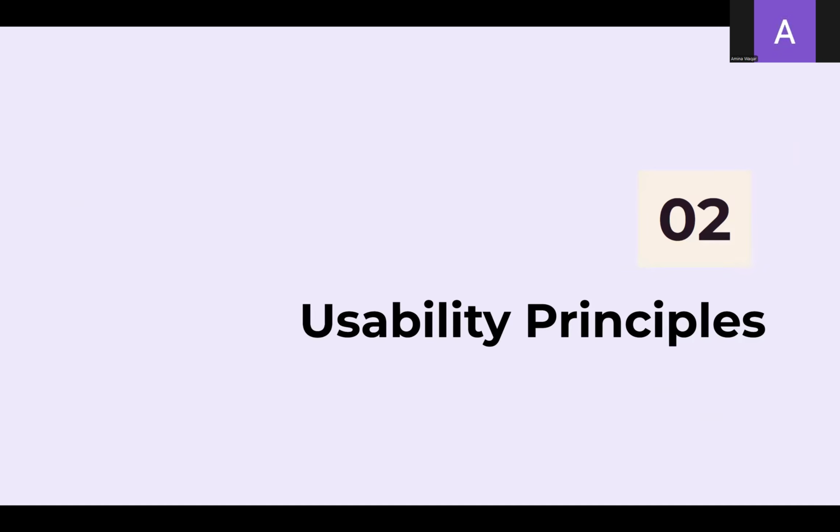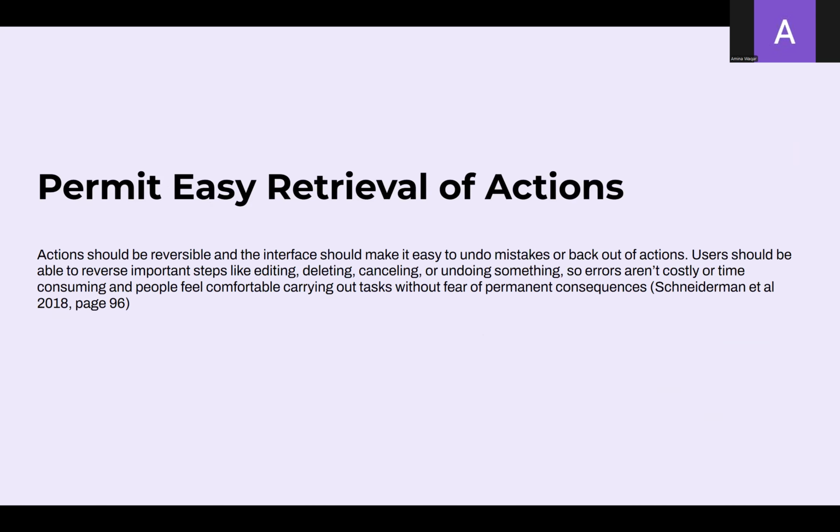Moving on to the usability principles, these principles are important because they define how efficiently and comfortably people can complete tasks through design choices. And within that principle, I'm going to talk about permit easy retrieval of actions. This principle takes human mistakes into consideration, as we should because we're prone to error sometimes. And as much as possible, actions should be reversible through editing, deleting, and undoing.